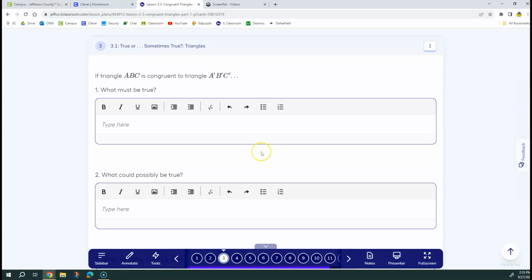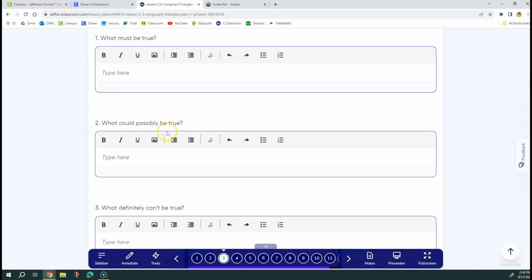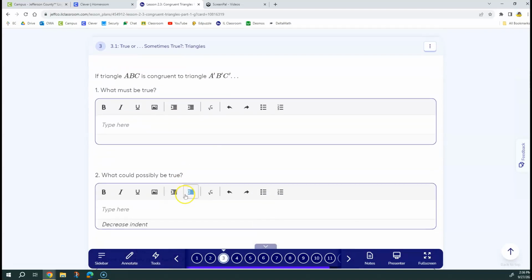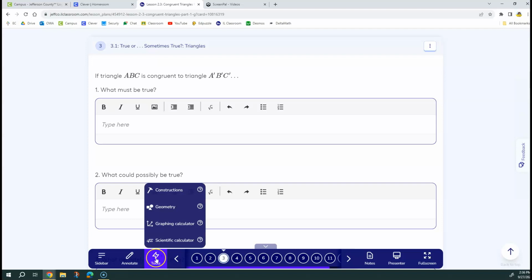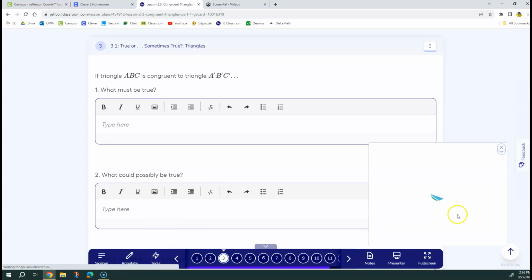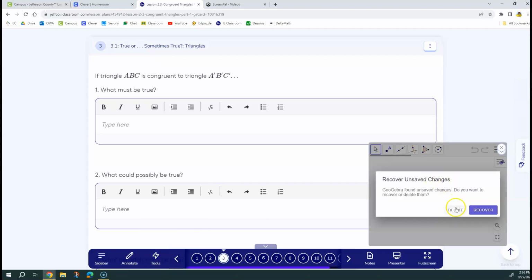If triangle ABC is congruent to triangle A prime, B prime, C prime, you have 3 tasks. What must be true? What could possibly be true? And what definitely can't be true? I will admit, when I was just trying to do this in my head, I didn't like this kind of stuff. So I decided I'm just going to go to my geometry tools here, and I figured this would help you out.